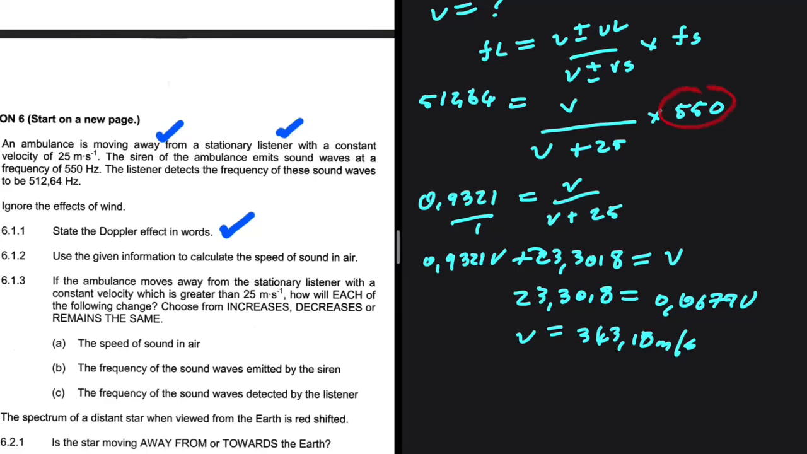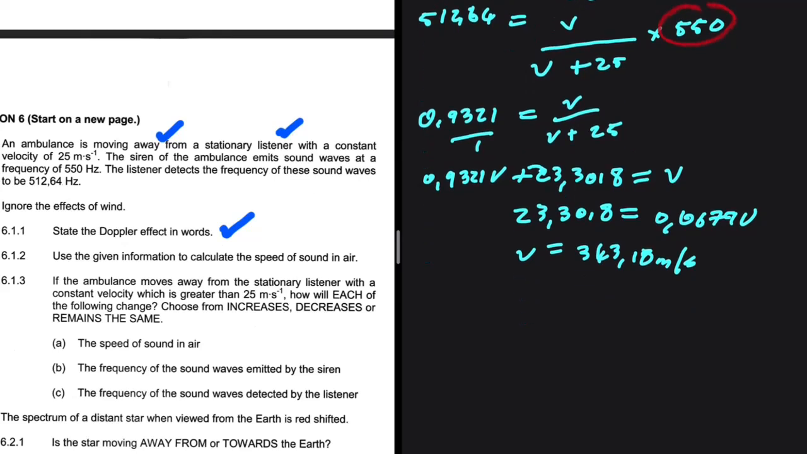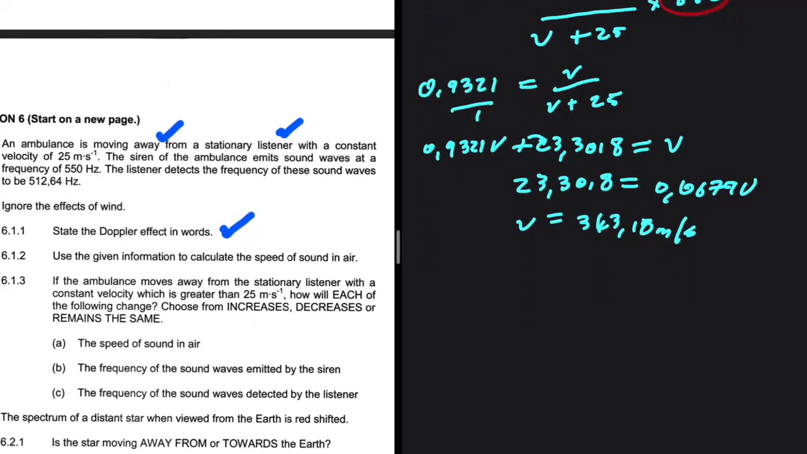We have 343. It's always somewhere there. Okay, so it is not unusual. It is not odd. If I was getting 20 meters per second or 900 meters per second, I would be panicking. But now I have 343, which is almost the value I always get in other problems. Okay, that is 6.1.2.